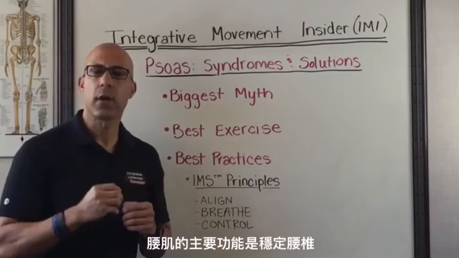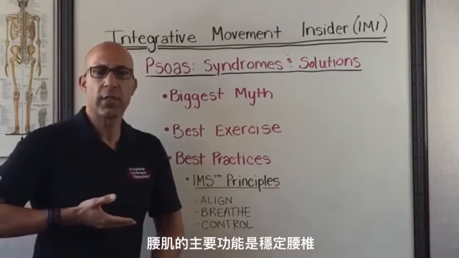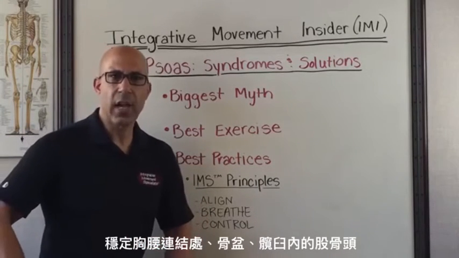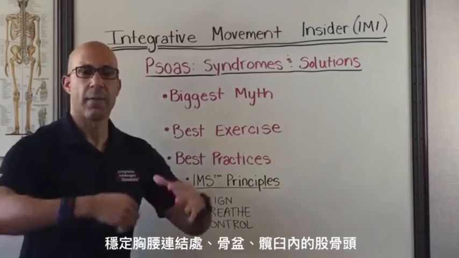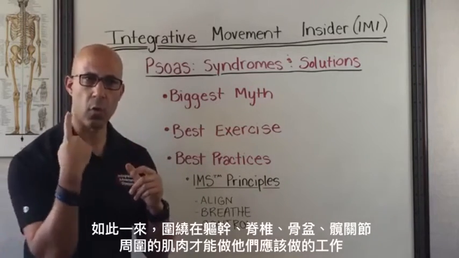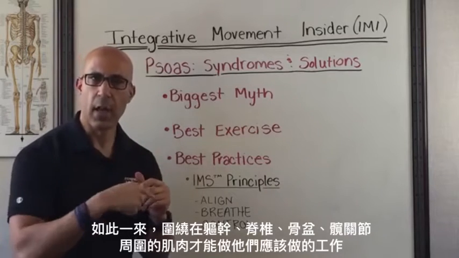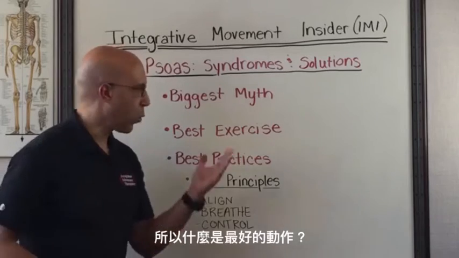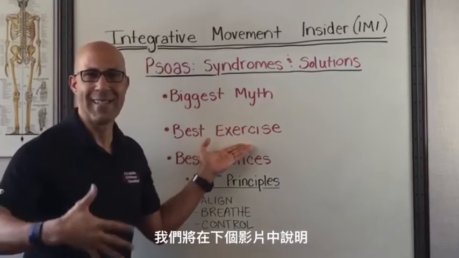So the primary function of our Psoas is to stabilize our lumbar spine, the thoracolumbar junction, the pelvis, and the femoral head within the acetabulum, so the rest of the muscles around our trunk, spine, pelvis, and hip can do their job. So what's the best exercise? We'll go into that in the next video.